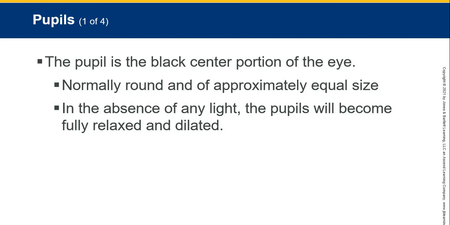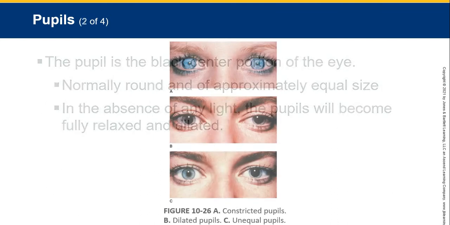But if there's no light around, the pupils are going to be fully relaxed and dilated, which means they get bigger. Dilated means bigger. Okay, and you probably know that just from your normal life. And then if it's bright outside, your eyes are going to get smaller. The pupils are going to get smaller.